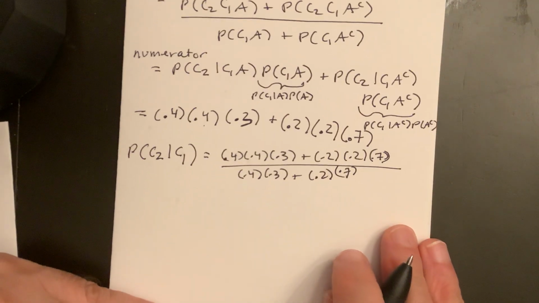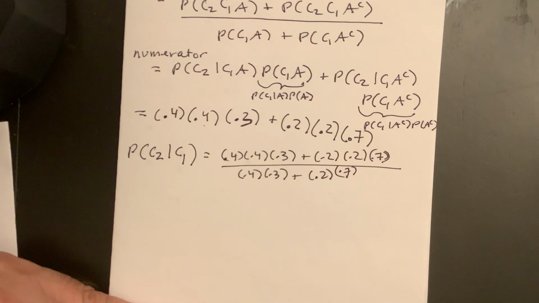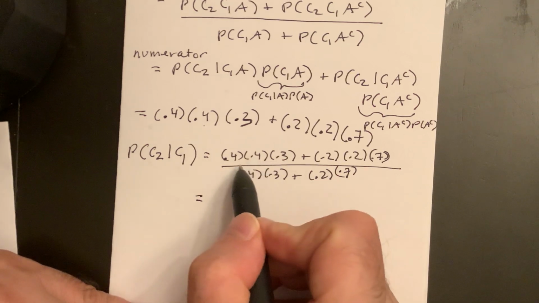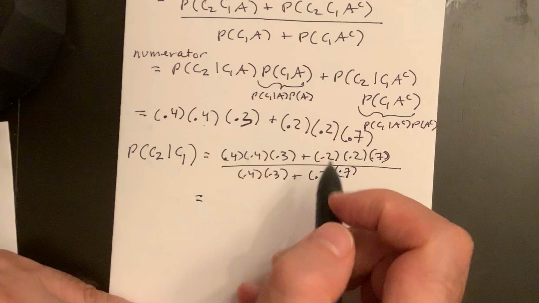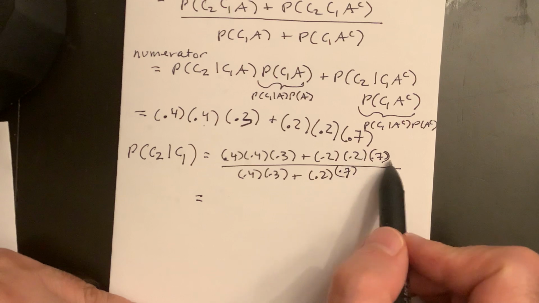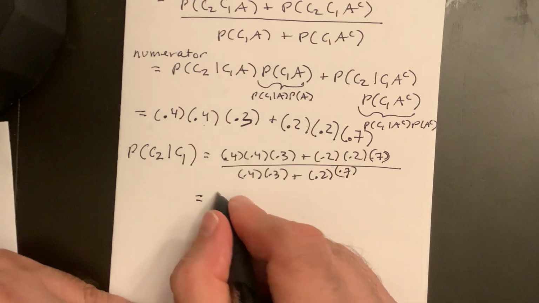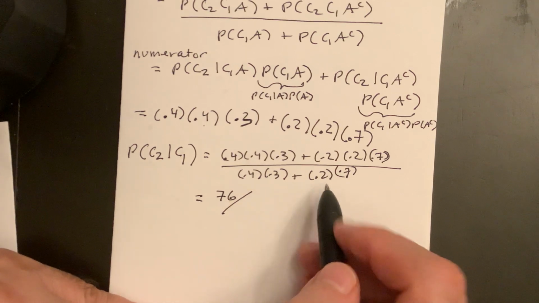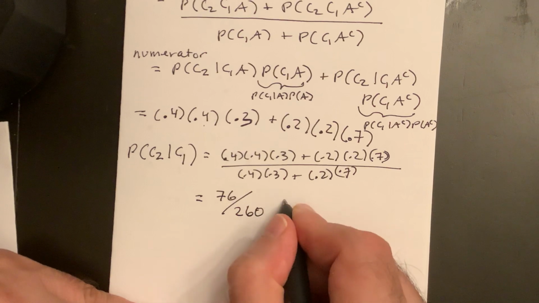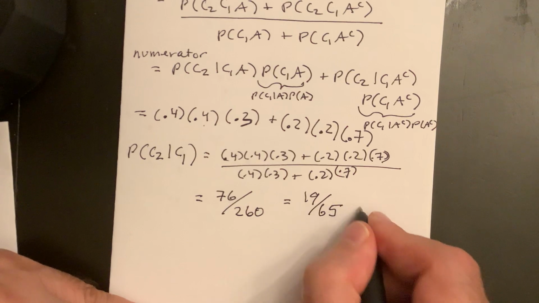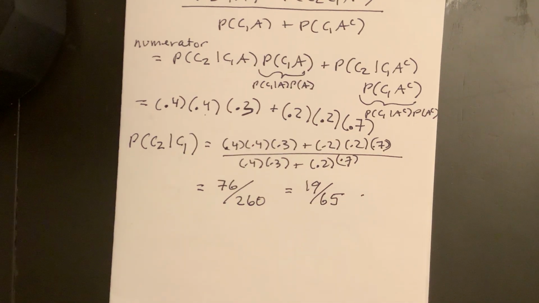Now, simple matter, we multiply out. Let's multiply the top and bottom by 1,000. So I get 48 plus 28, that's 76, over 120 plus 140, which is 260. Let's divide by 4. 19 over 65. Okay, very good.